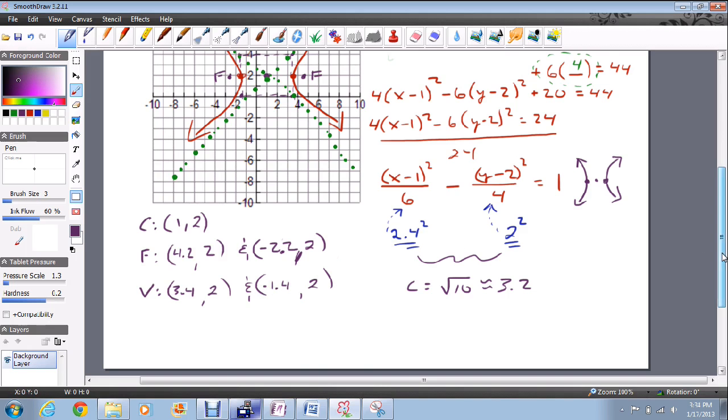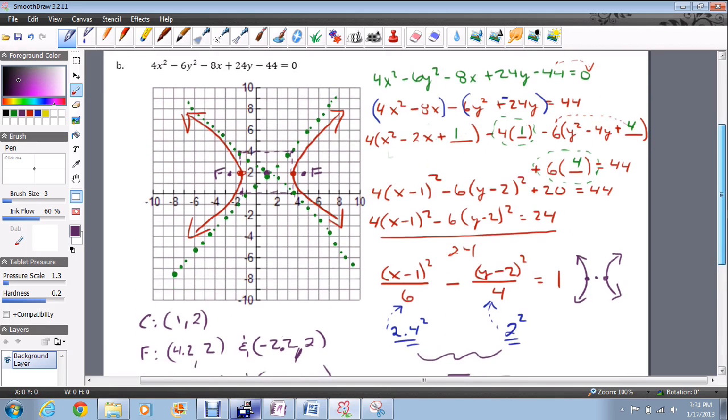So now I believe I'm going to scroll back up. We've answered everything. We've graphed it. We stated what the center was, the vertices, the foci, and I remember I did cross out that part in the previous problem about finding the asymptotes. Okay. So let's go ahead and take a look at number 6.